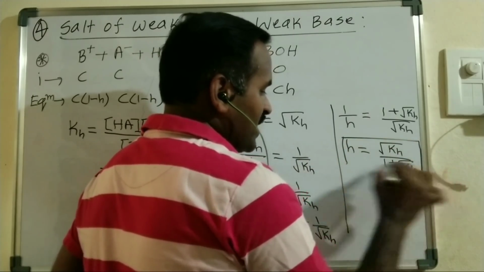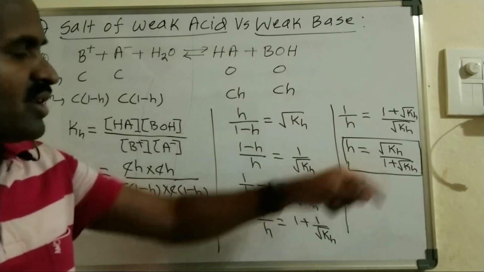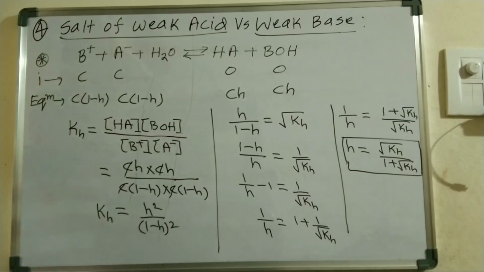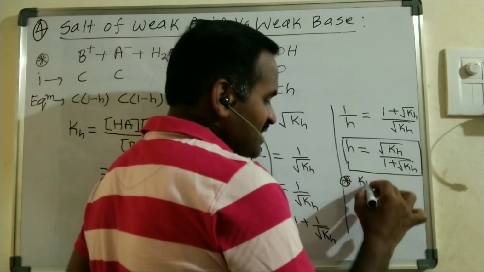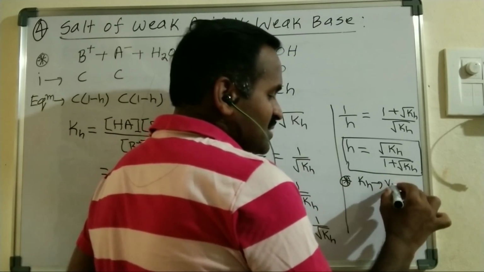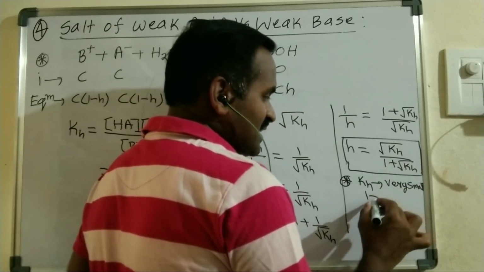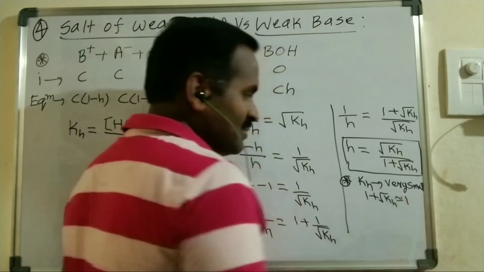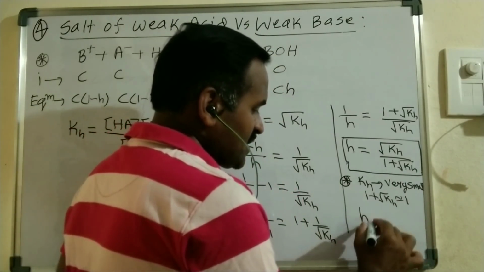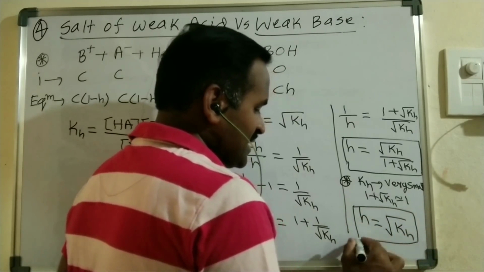So this is a formula to find out its degree of hydrolysis. h is equal to square root of Kh divided by 1 plus square root of Kh, right? So this is the formula, but this Kh value is very small. Whenever the Kh value is very small, then you can neglect it, so 1 plus square root Kh is nearly equal to 1, so I can write here h is equal to simply the square root of Kh.